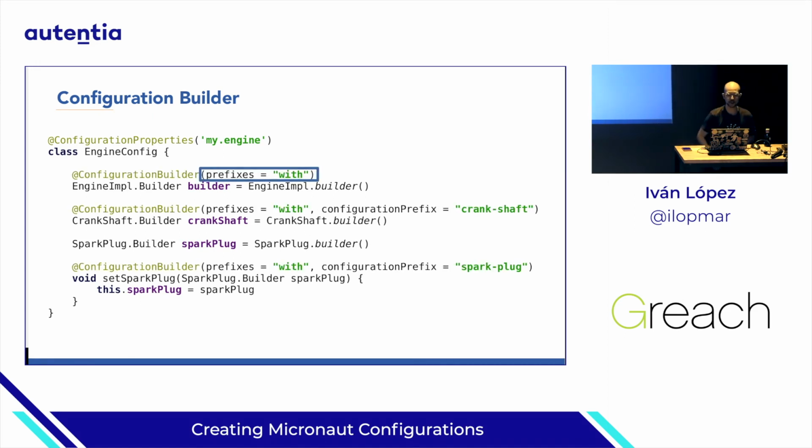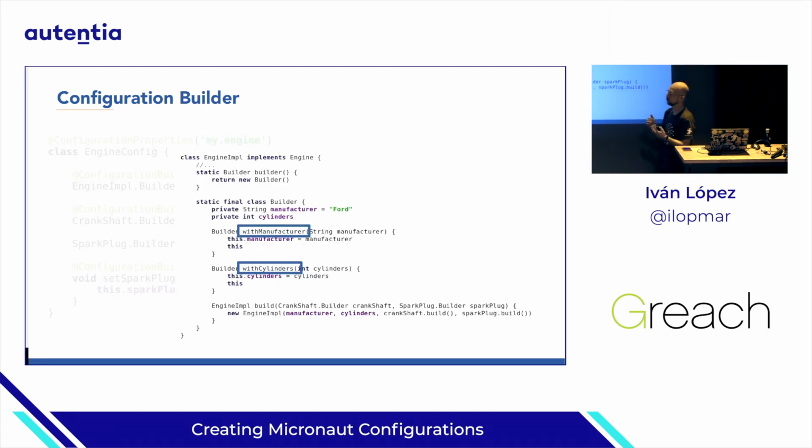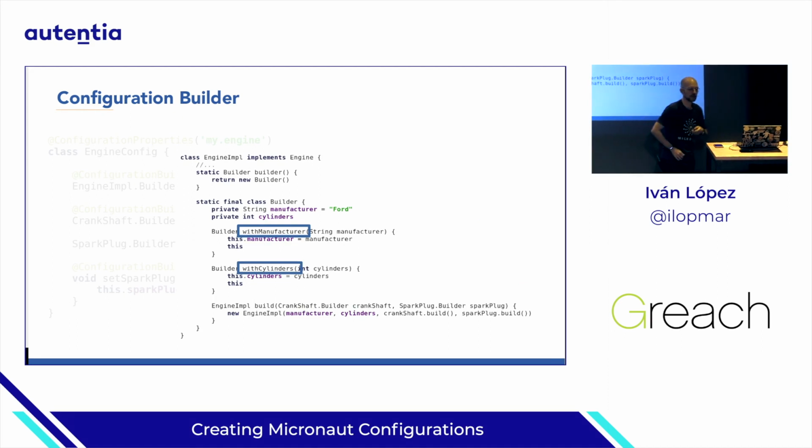What you need to do is define that class and annotate it, saying this is going to be a configuration builder. This tells Micronaut to please use this class to read the configuration and to map all the properties in this class from the configuration. And here you can also define the prefix. In this case, we are using with, because in this example all the methods to set everything start with with: with manufacturer, with cylinders, with whatever, right? If you have getters and setters, you don't need to do that. You can leave the prefix as an empty string.